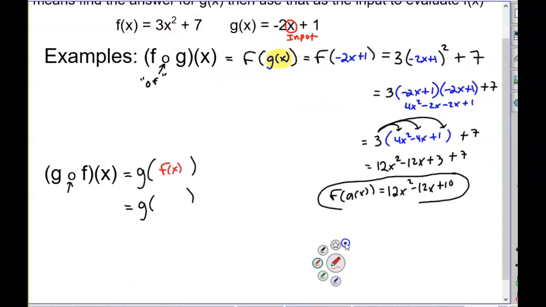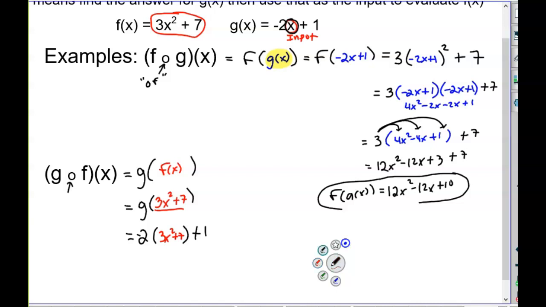Okay, so g of f of x. Now, f is the inner layer, so we're going to go up and say, well, what is f? F is 3x squared plus 7. And then we're going to take that. That is my new input, and it is going to go in here for the x. So then I write the function g, which is negative 2x plus 1, but in the spot where there's an x, that's where my new input goes. And then it's just simplified.